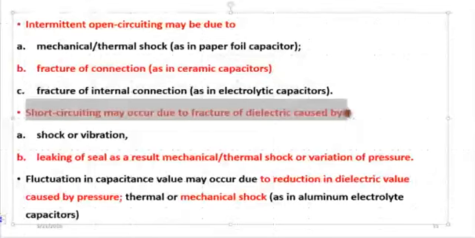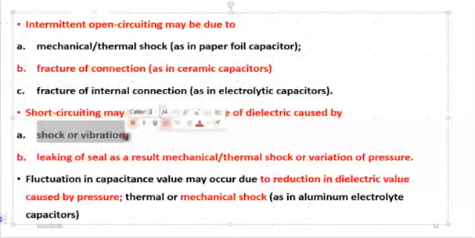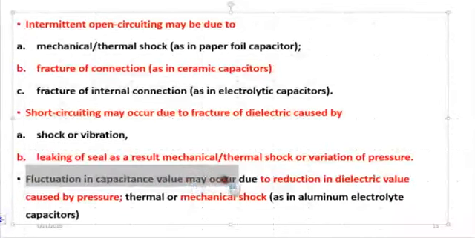Then we go to the second problem, which is short circuiting. The short circuiting is caused by either shock or vibration from mechanical energy. It can be caused from the leaking of the seal. That is, whenever a sealed area is broken, it can cause short circuiting. And what brings about the leaking is the mechanical energy or the thermal energy that cause the variation in the what? Pressure.